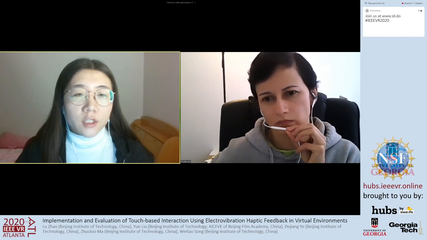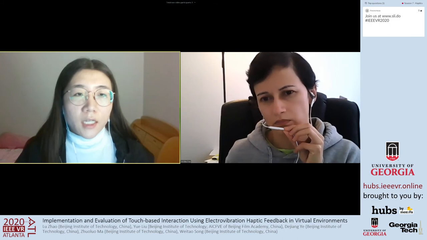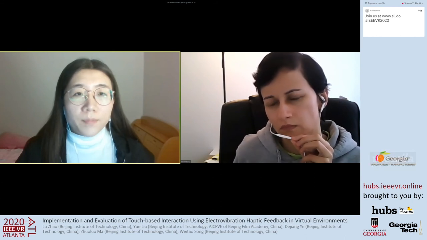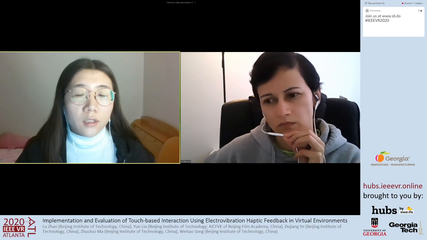Because there are some previous researchers that have explored tablet devices in VR, the tablet is not just used for 2D manipulations, but it also can be used as a handheld device together with hand gestures or mechanical arms like this. So the electro vibration touch screen is just a preliminary study. But in the future, we want to use the electro vibration touch screen with other interaction methods and to explore some more studies.